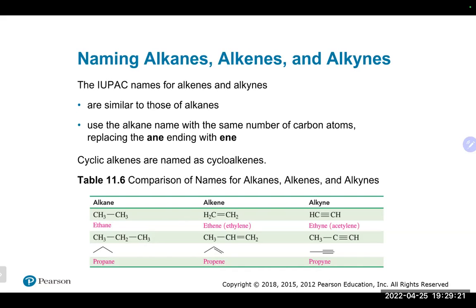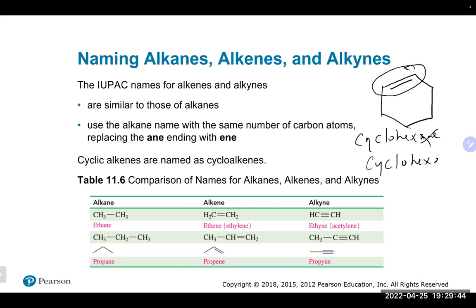Now, you could also have ring structures that have double bonds. So for example, this again is based off of cyclo. That would be cyclohexene because it has a double bond. Not to be confused with cyclohexane that has no double bonds, and not to be confused with benzene that has 3 double bonds. So this would be cyclohexene. Any questions on that there?